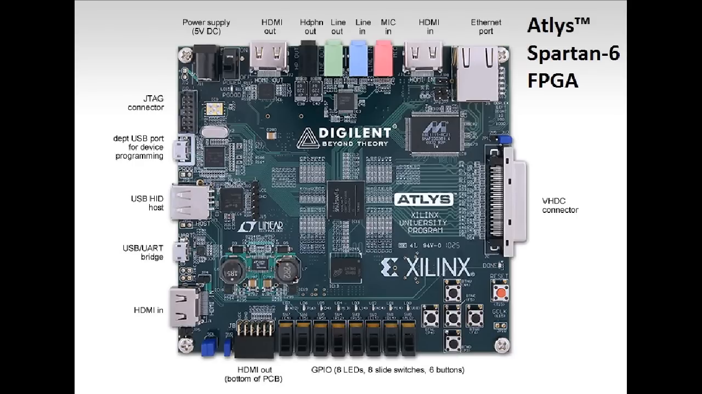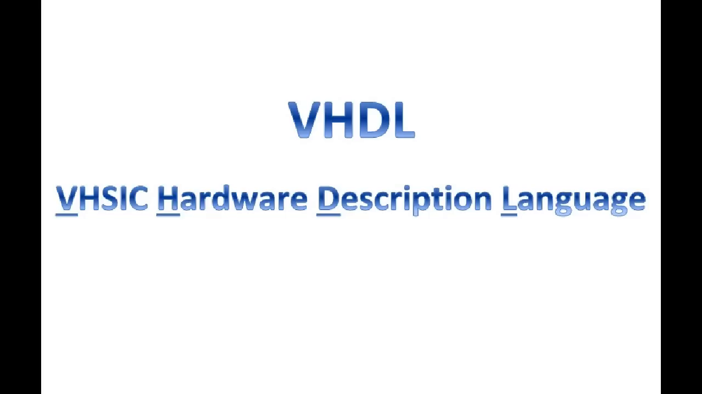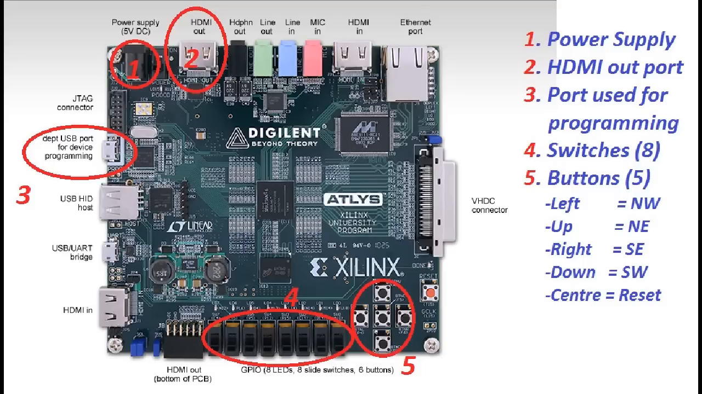The hardware that we used to implement this game is the Atlas Spartan 6 FPGA. The programming language that we used to design this game is VHDL, and the game will be displayed on a monitor. The HDMI output port is used to connect the FPGA to the monitor. The switches and the buttons are like the controls of a joystick with which you can play the game.